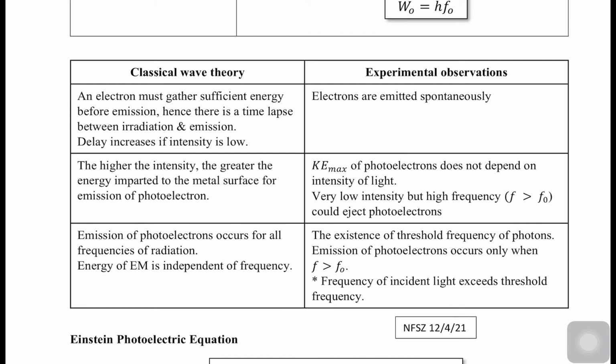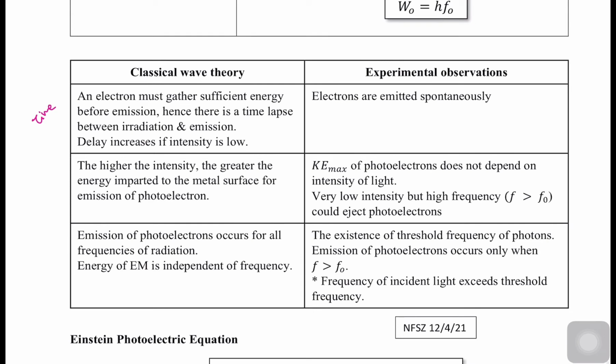Okay, delay increases if the intensity is low. So, based on here, it said that there's a time needed for the energy transferred from the light to the electron. Dan bila cahaya tu datang, cahaya tu kena transfer energy ke elektron. Dan elektron dapat energy, baru elektron boleh jump from the metal surface. Means ada time lapse lah between them. But then when we observe from the experiment, emissions of electron happen spontaneously. Okay, so first of all, we talk about time.